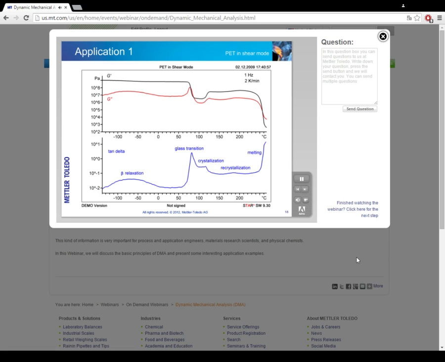The storage modulus, G', decreases and the material becomes liquid. During the course of the measurement, the storage modulus changes from about 10 to the power of 9 to 10 to the power of 2 pascals.